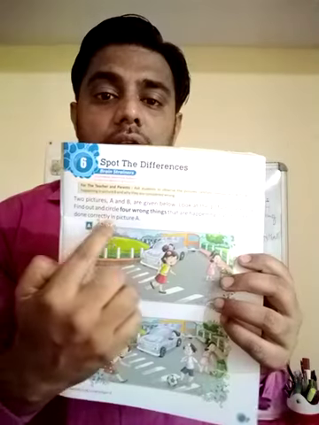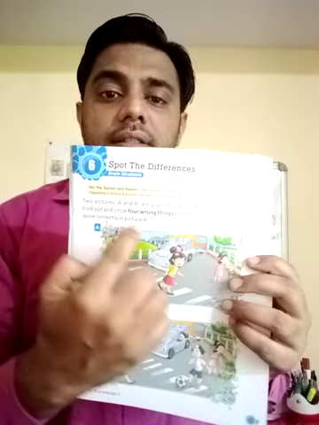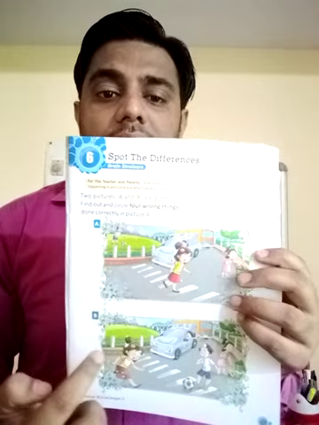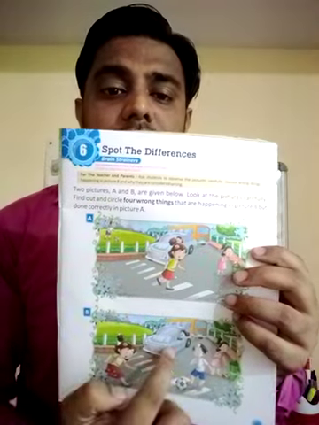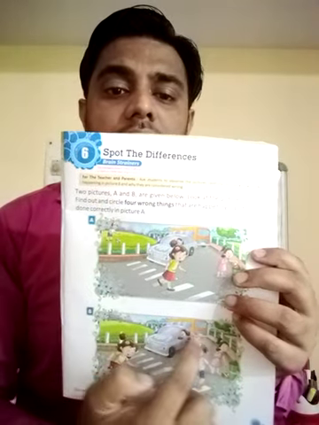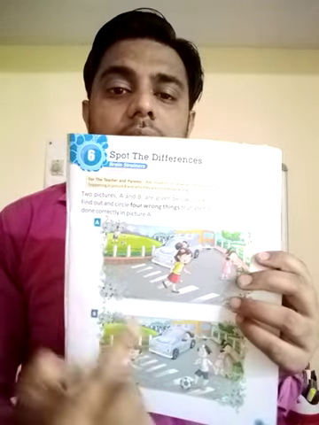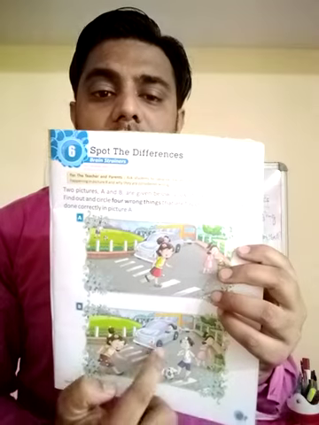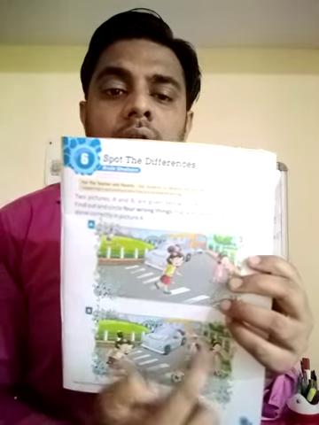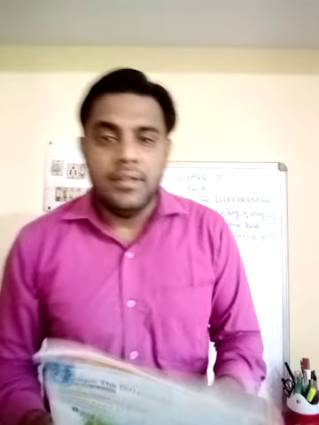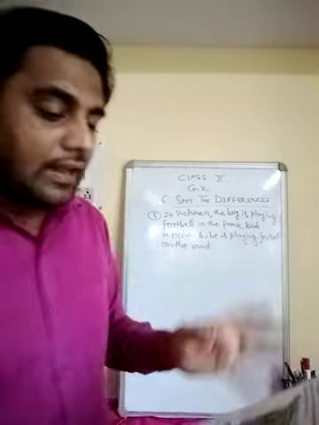Now what you will do here in picture A, in difference 3, you will circle this picture, and in picture B you will circle this particular boy here. Okay, in picture A you will circle this particular boy, and in picture B you will circle this particular boy, and this is the wrong thing that is happening here. Now let's move on to the fourth and last difference.